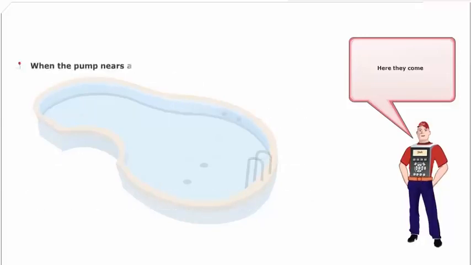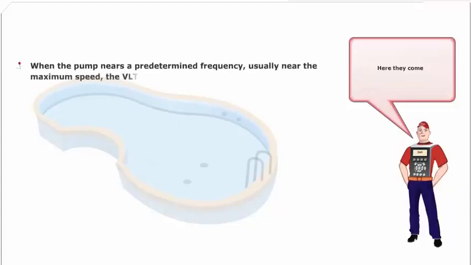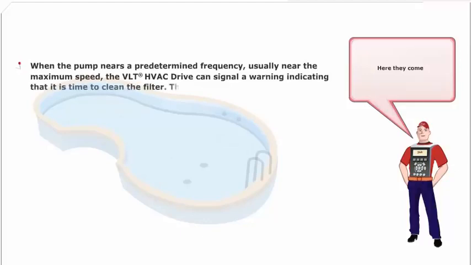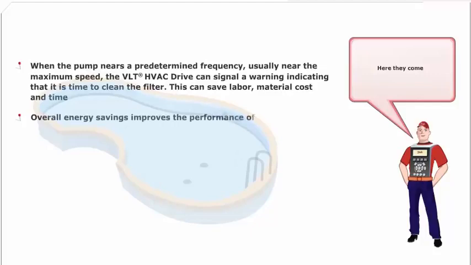When the pump nears a predetermined frequency, usually near the maximum speed, the VLT HVAC drive can signal a warning indicating that it is time to clean the filter. This can save labor, material cost, and time. Overall energy savings improves the performance of the system.